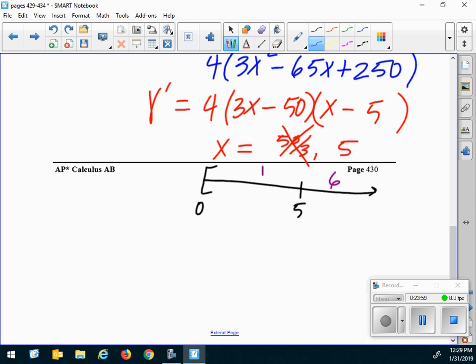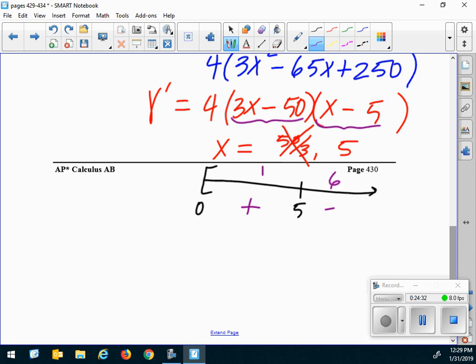If x is 1, positive or negative? If x is 1, negative. So a positive times a negative times a negative. If x is 6, 3x minus 5, 3x minus 50, negative. So I've got a positive times a negative times a positive. Does x equal 5 give me a maximum? Yes.